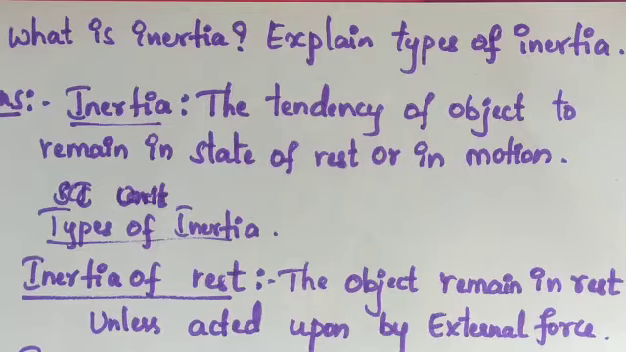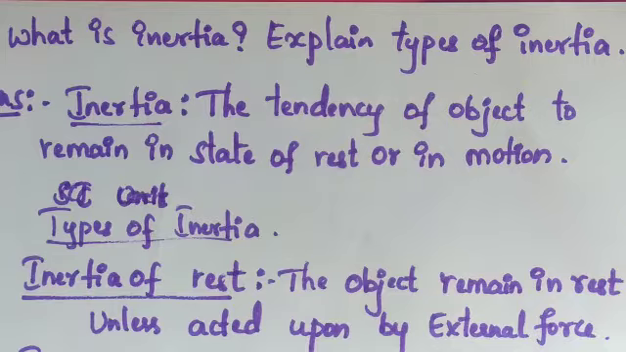Inertia is the tendency of the object or the body to remain in a rest position or in a motion position unless any external force is acted upon it. Okay, this is a very important topic. Based on this, there are three types of inertia. One is inertia of rest, then inertia of motion, and inertia of direction. To understand these types, let us give one example.